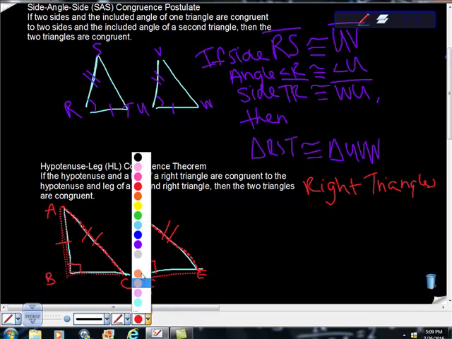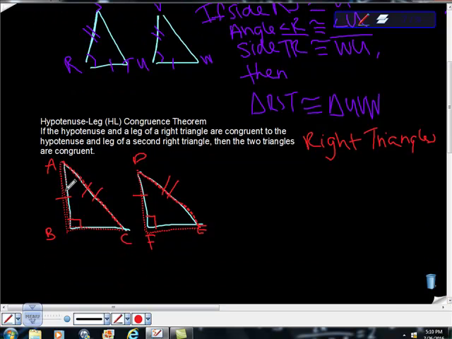Now we can look and see how we can figure this out. This leg AB is congruent to this leg DF. It's given. And the hypotenuse AC is congruent to the hypotenuse DE, which is also given. So since we know that, we can say that triangle ABC is congruent to triangle DEF. And again, we're just following the rules given to us in the congruence theorem. Not too difficult. Now let's look at some problems.